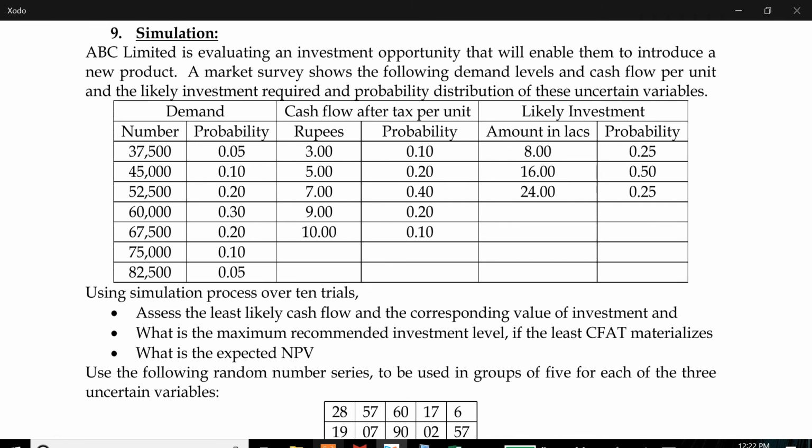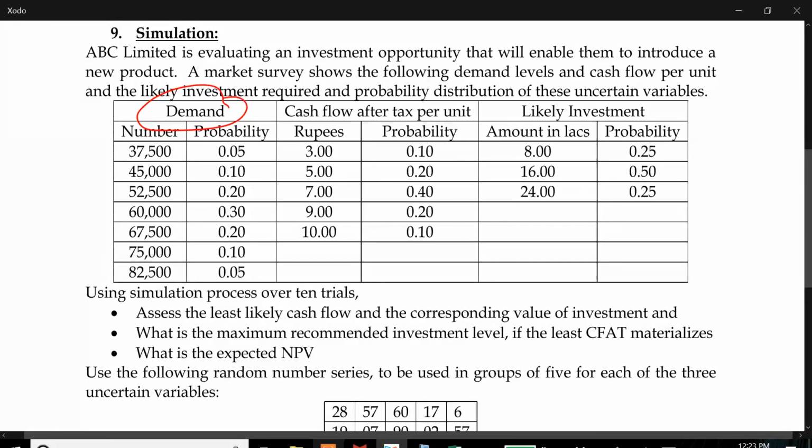What is simulation is you are just trying to simulate what is going to happen to the project. In a practical world, the number of trials can be even 20,000, 10,000, 5,000. There is something called a random number table. It can be 2-digit random numbers or 4-digit random numbers. There is no logic on the numbers, it is just random numbers. So, you will pick a random number and see. For example, in this question, you will understand there are 3 factors: demand, CFAT and likely investment, for which some probability analysis is given.